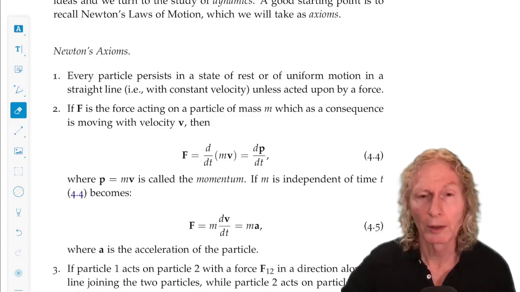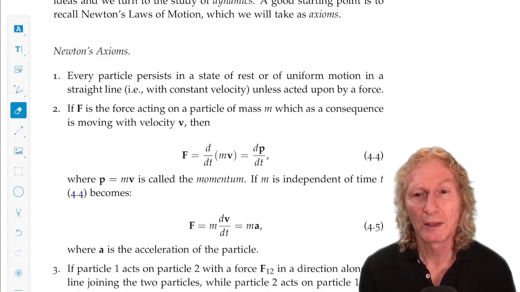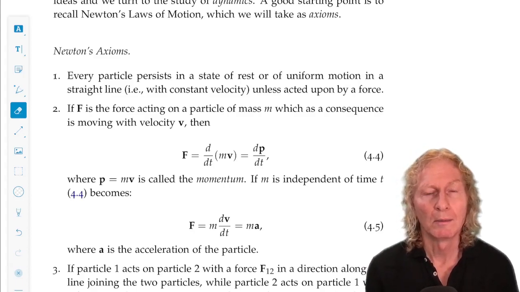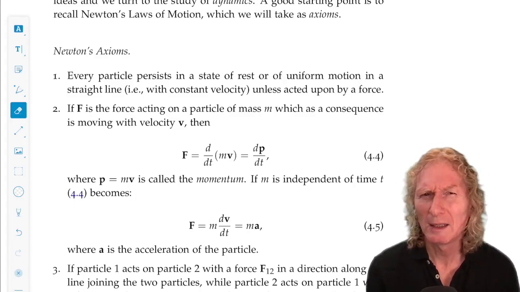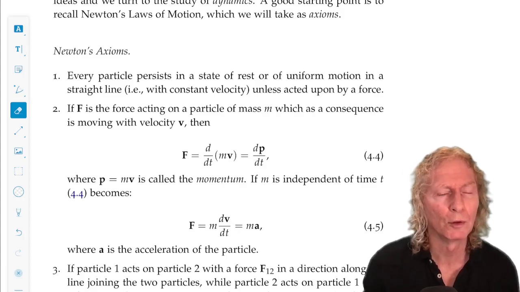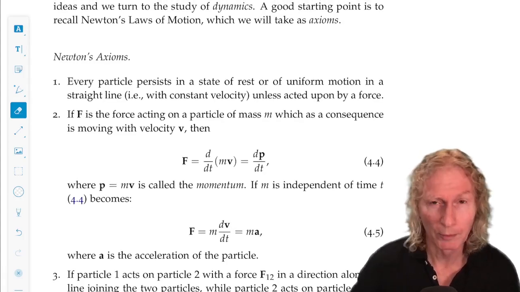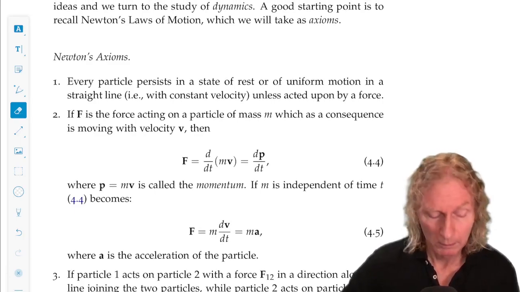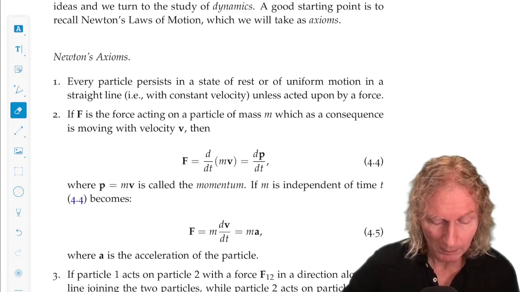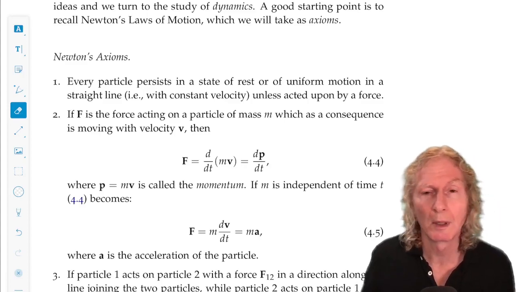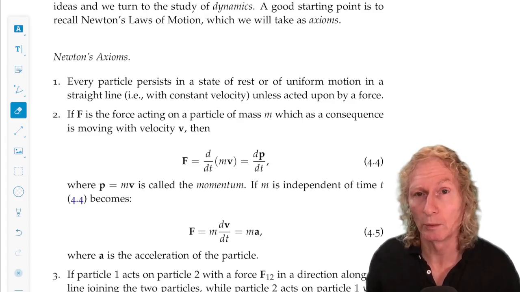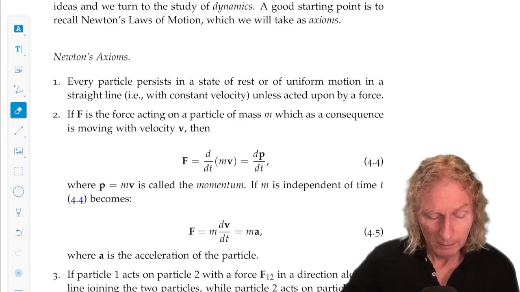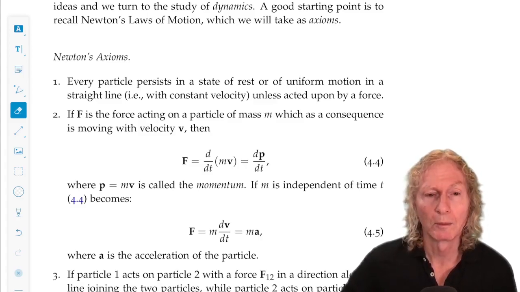Number one, every particle. So in this course, we're essentially going to be considering the motion of particles of mass m. Not many instances of more than one particle, a few, but mostly the motion of particles of mass m. So every particle persists in a state of rest or of uniform motion. Uniform, remember, motion is measured by velocity: constant in direction, constant in magnitude, in a straight line, unless acted on by a force.